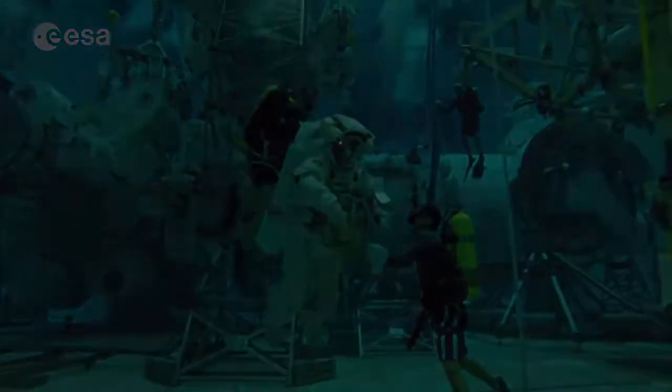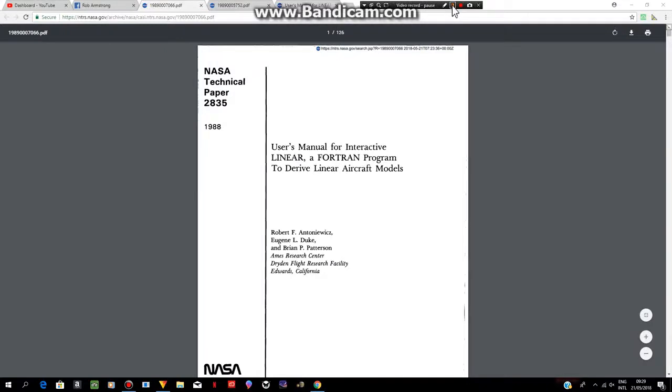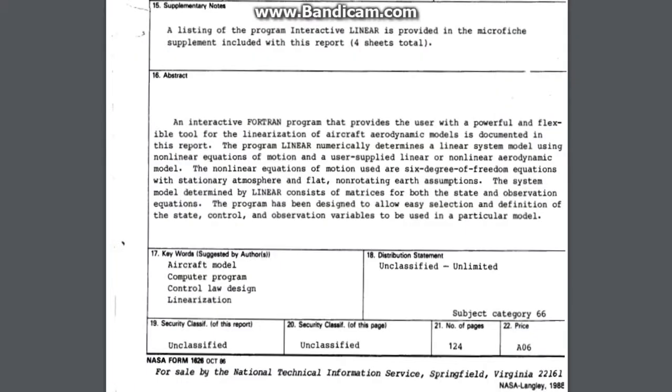Anyways, moving on. Number 3. This next document is another user's manual from Interactive Linear, a Fortran program to derive linear aircraft models, NASA Technical Paper number 2835, also dated 1988. It states, again, the nonlinear equations of motion are 6 degree of freedom equations with stationary atmosphere and flat, non-rotating Earth assumptions. Now, this time they worded it a little bit differently.